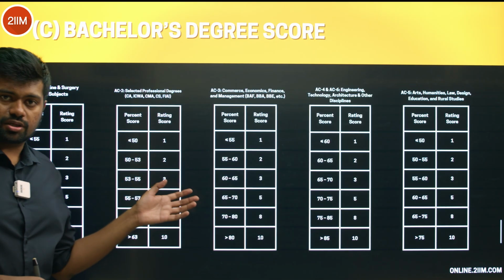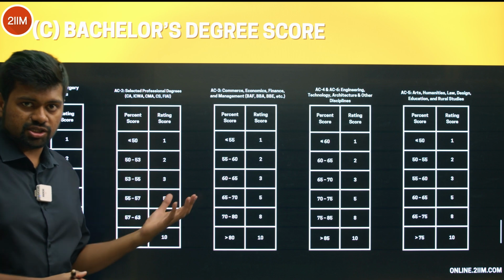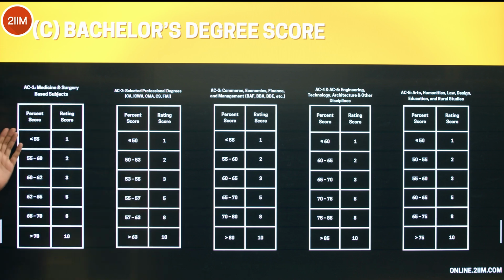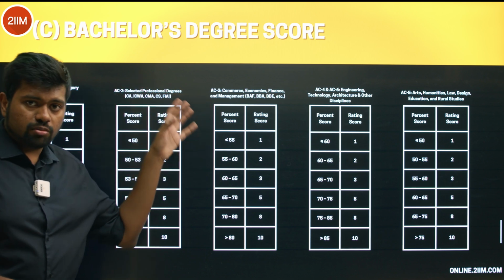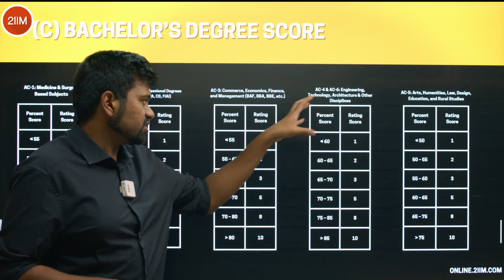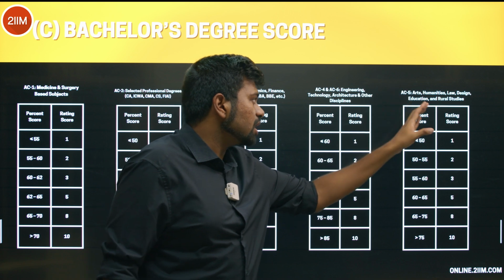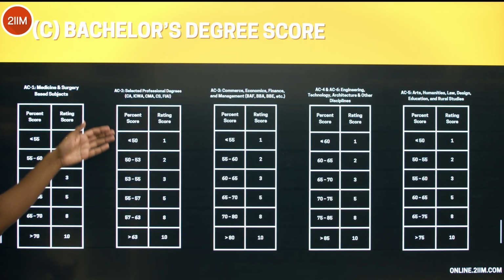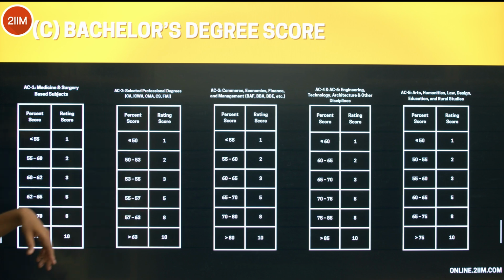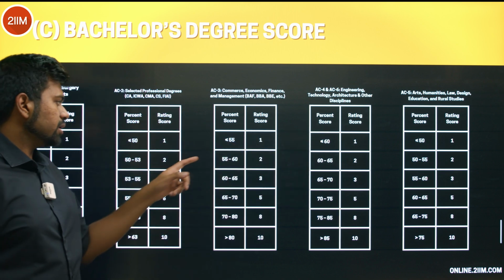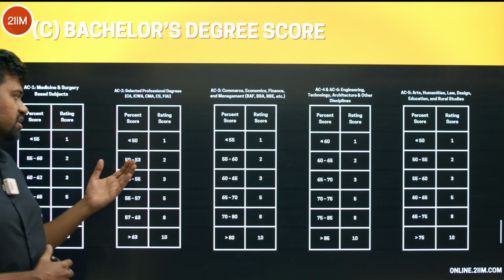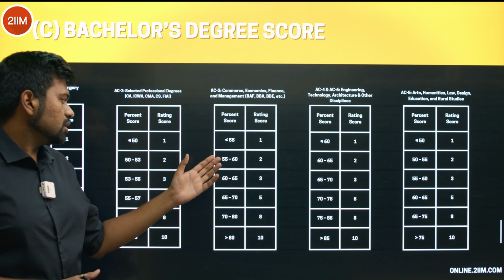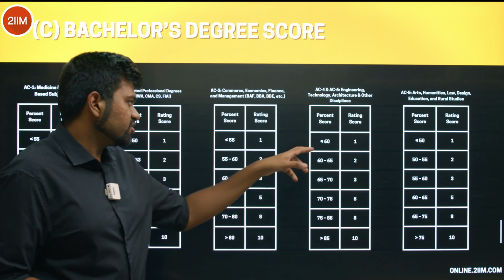Now these are your college percentages expressed into AR scores. Let's have a closer look. AC1 is medicine, AC2 are professional degrees such as CA, ICWA, AC3 is commerce, economics, finance, AC4 and AC6 is engineering, architecture, and AC5 is arts and humanities. Each of these percent scores have different ratings, so the stratification in AC3 is different from AC4. Less than 55 here gets you 1, less than 60 there gets you 1. If you're a commerce student and you have 57 percent, you get a 2. If you're a science student and you have 57 percent, you get only 1.